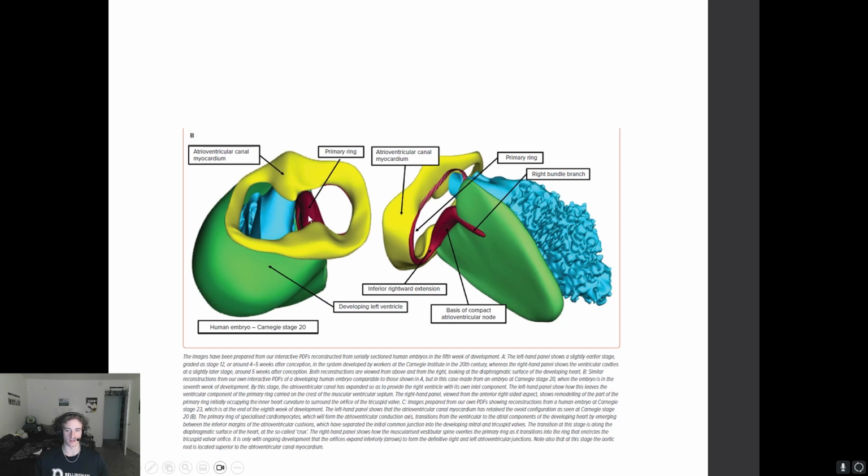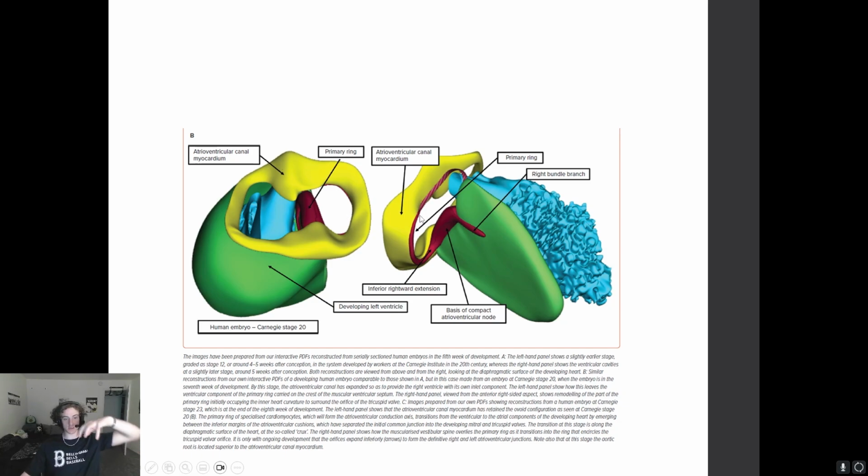That the ventricular septum has formed, right? It's beginning to arise and make a significant septum. So we need another opening. So we have another canal that's formed into the right ventricle. But what else has happened?